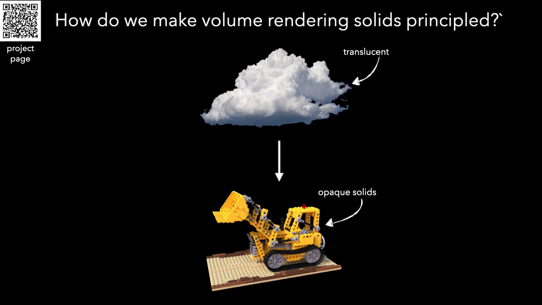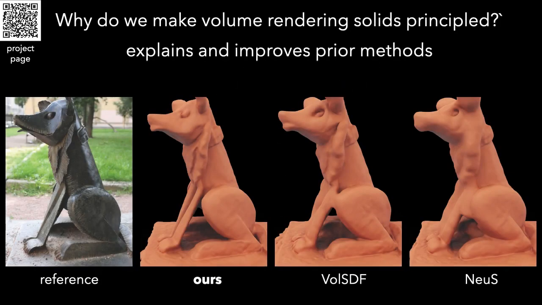Why can we use the same volume rendering model for both a cloud and a Lego truck? We answer this question by developing a stochastic geometric theory for opaque solids. Our theory not only explains existing surface reconstruction pipelines such as NeuS or VolSDF, but also helps greatly improve reconstruction performance with only small changes in these pipelines.